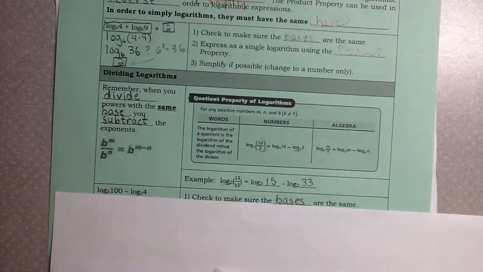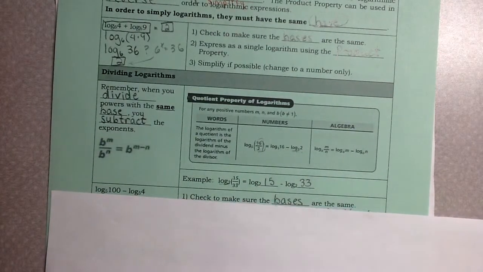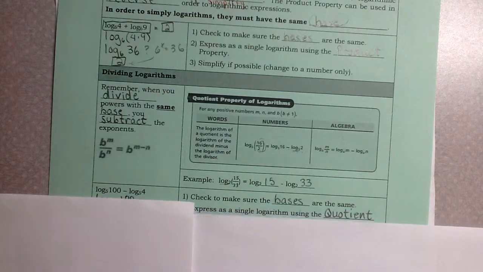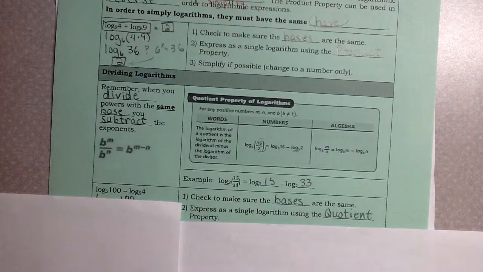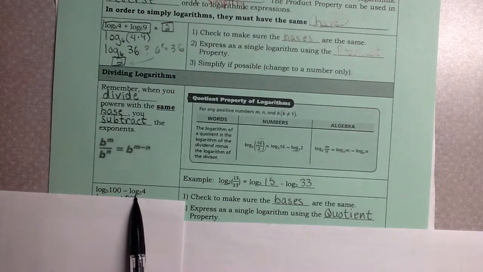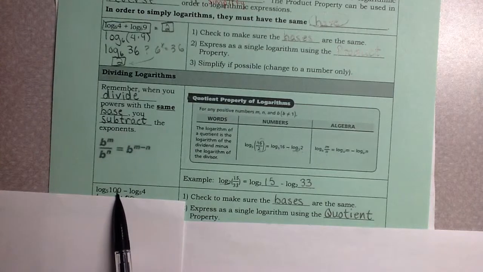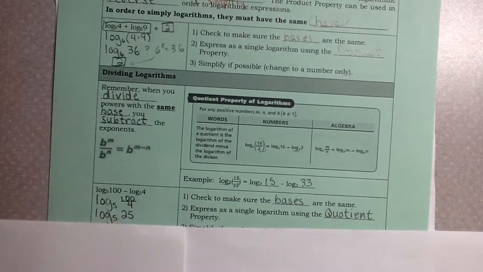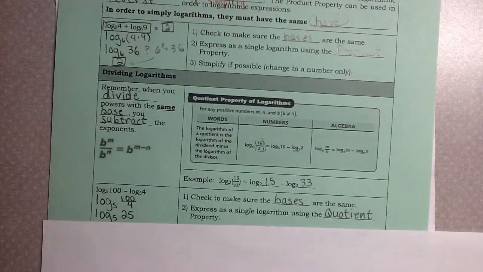All right, so here is an example. We first want to check to make sure that we have the same bases, and here we do. And then the next thing that we want to do is express as a single logarithm using the quotient property. Now the quotient property says that I can take these two, and it's in reverse order. I can take these two logarithms, write them as one logarithm, and then if I do that, I have to divide the first number by the second number. So that's going to look like this: log base 5 of 100 divided by 4.